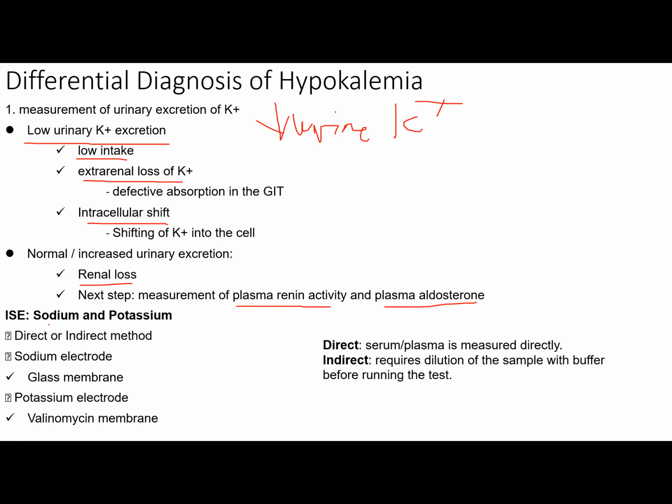Then for the ISE, both sodium and potassium are applicable. In ISE, class, there are two methods, the direct or the indirect method. With the direct method, from the word direct, you directly measure the serum and the plasma. If it's the indirect method, you need to dilute the sample using a buffer before running the tests. Then the sodium electrode uses a glass membrane electrode. For potassium, as I mentioned, a valinomycin membrane electrode.